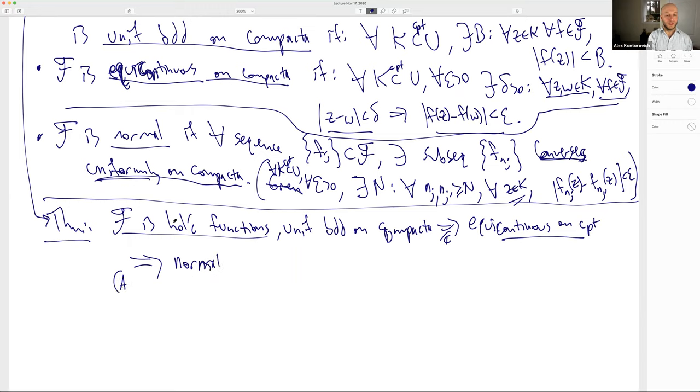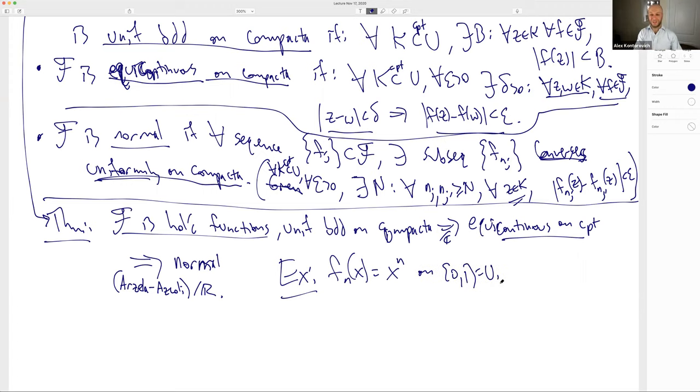And this last thing is often called Arzela-Ascoli, and it's something that has nothing to do with the complexes. But this really is over the complexes. So just for another family of examples, we saw one last time, if we look at the functions x to the n on [0, 1], for any compact subset, well, they look like here's x to the 1 and x to the 2 and x to the 3 and x to the 4 and so on.